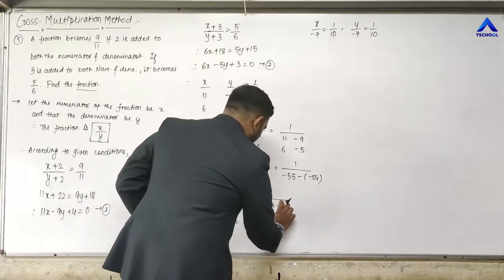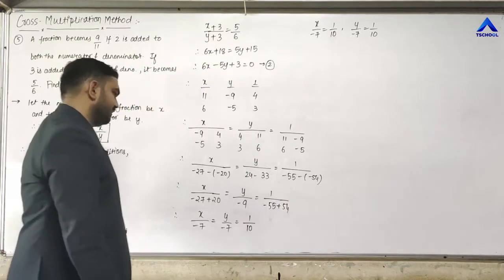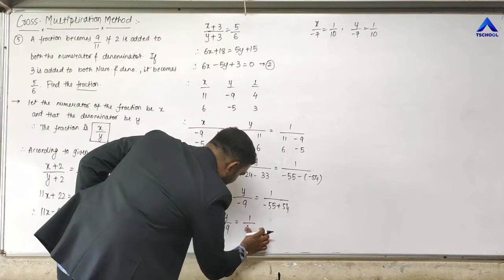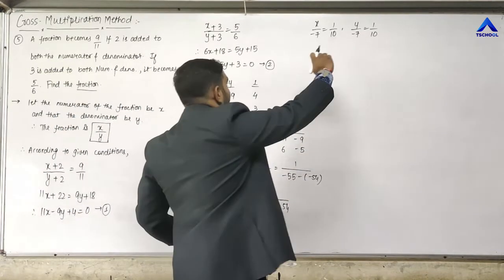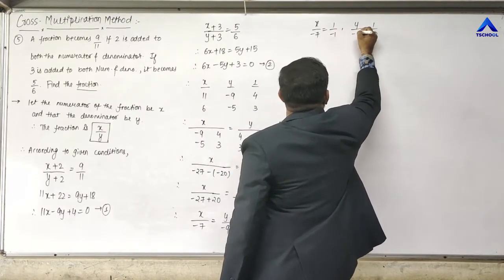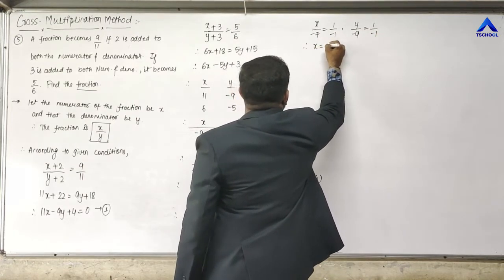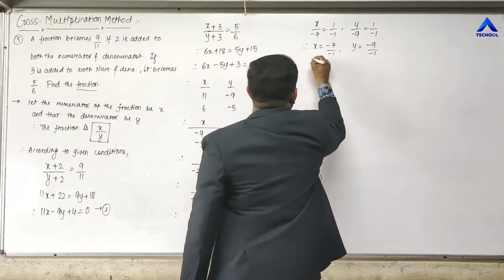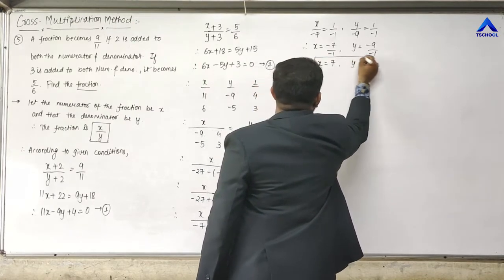Okay, now see friends, we have made some mistake here while subtracting the coefficients, right? So this is now minus 1. So we are getting x upon minus 7 finally as 1 upon minus 1 and y upon minus 9 as 1 upon minus 1. Therefore x equals to minus 7 upon minus 1 and y equals to minus 9 upon minus 1. Hence we get x equals to 7 and y equals to 9.